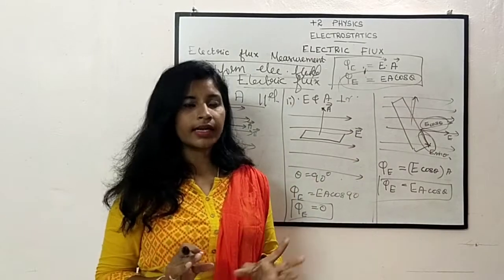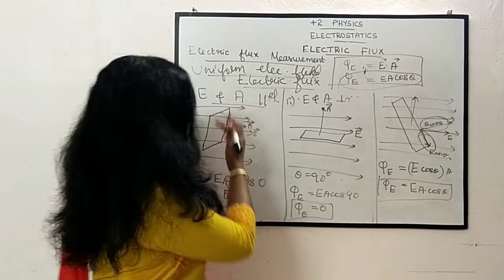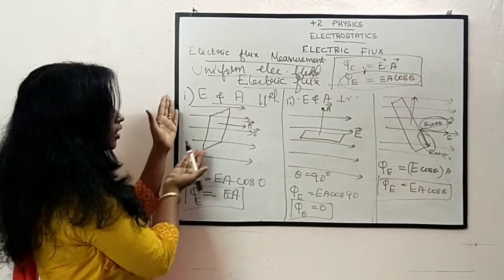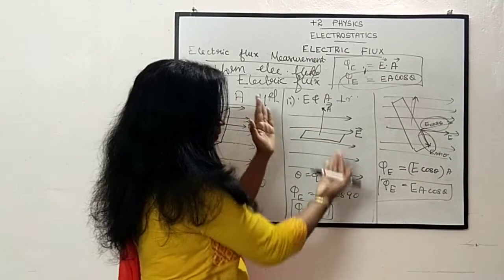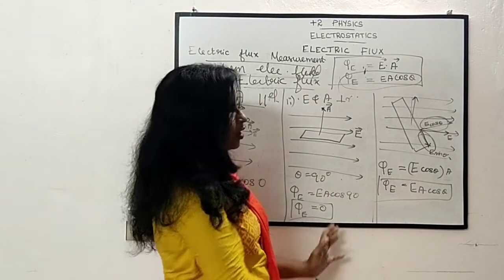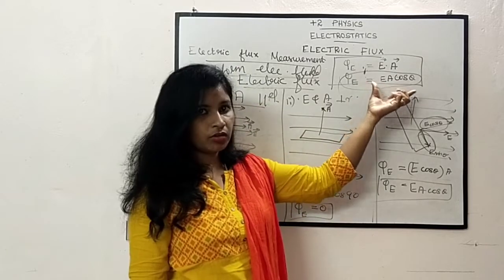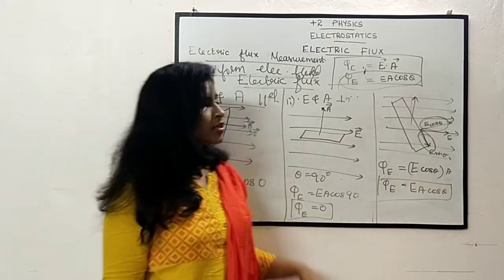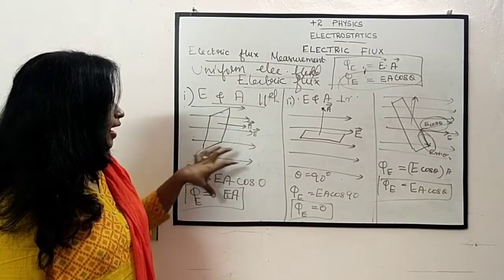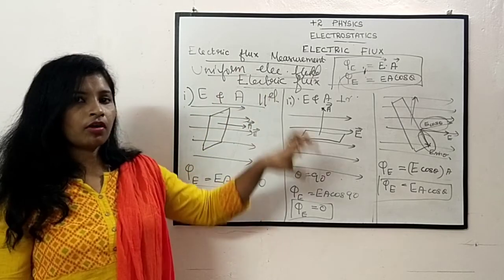Understood? In general, what can we say? E dot A, that means EA cos theta. According to the angle we place it at, if the angle made is 0, we will get EA. If the angle made is 90, we will get 0. So based on the angle it will vary. So the general formula is phi E equal to E dot A, that is equal to EA cos theta. This is for when a plane area is placed in a uniform electric field.